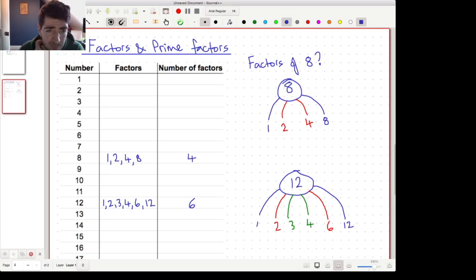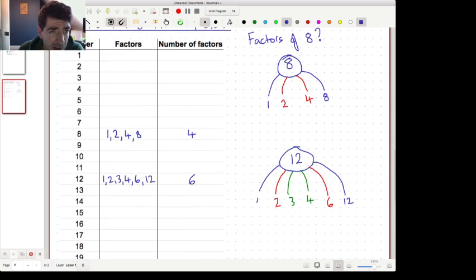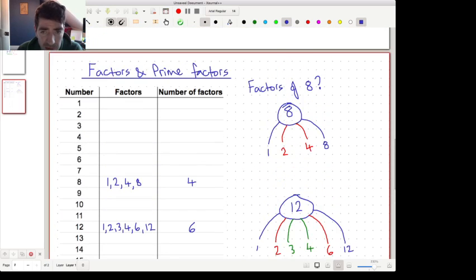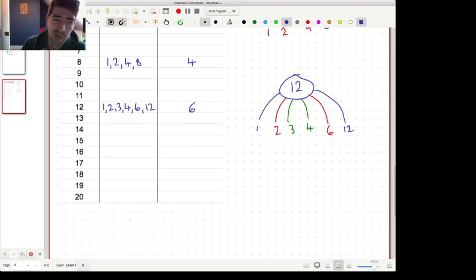So what I would like you to do is fill in this table and see what you can come up with from 1 to 20, please. So pause the video, have a go at filling it in. If you need to do factor bugs like this, you can draw them, but I think for lots of these questions you will not need to, you'll just be able to do it in your head.